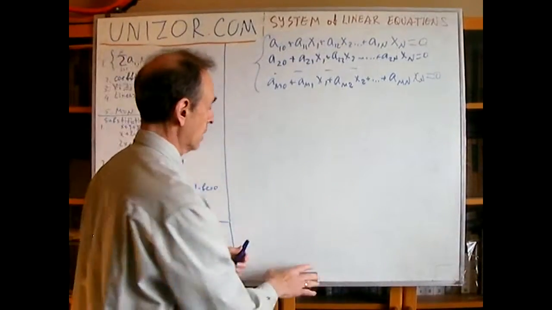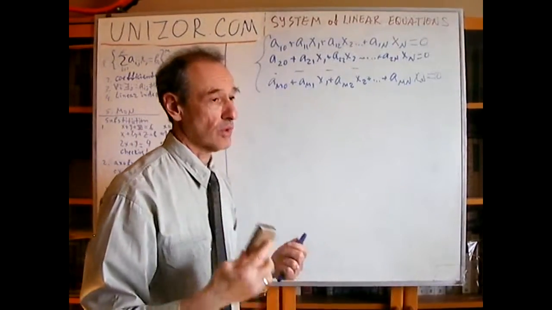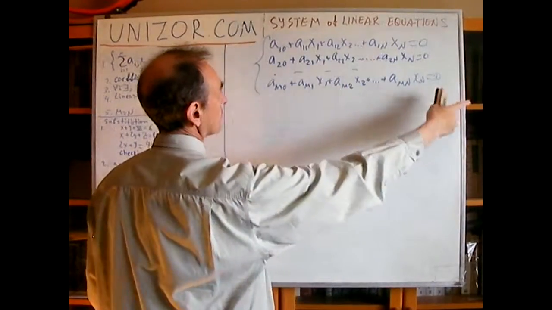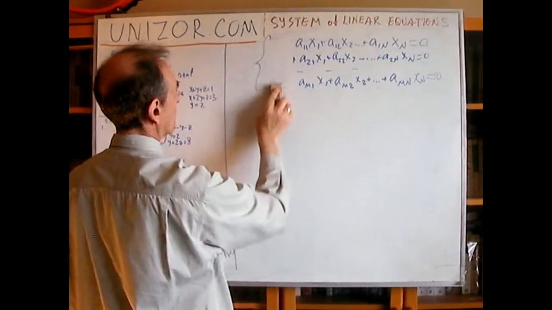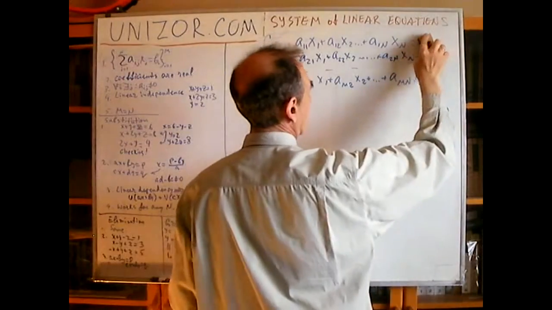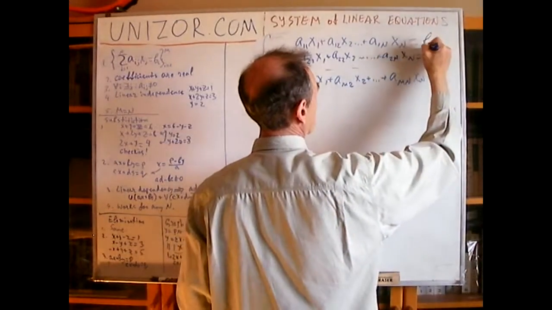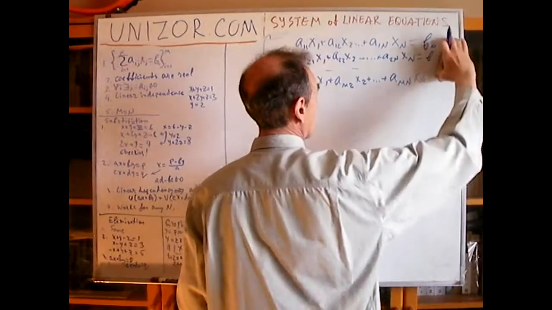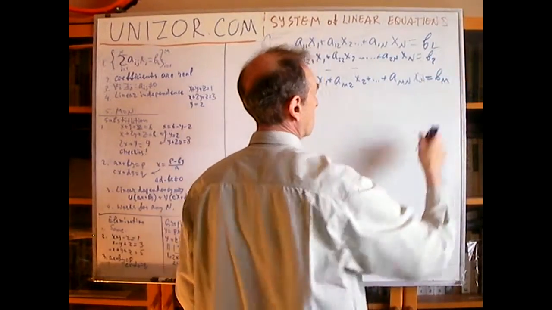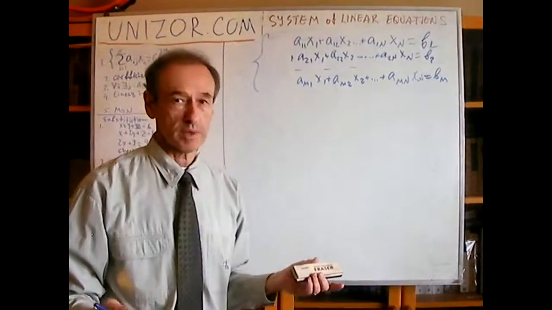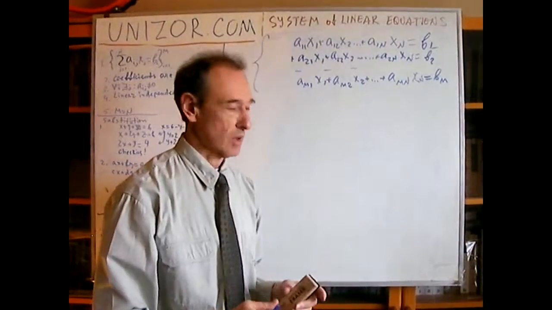Now, alternatively, and actually in more frequently occurring cases, the constant is shifted to the right side of the equation, so it will look like this. This would be b0, b1, b2, bn. Well, this is just an alternative form, exactly the same thing. The b's are constants, each a is a constant as well.